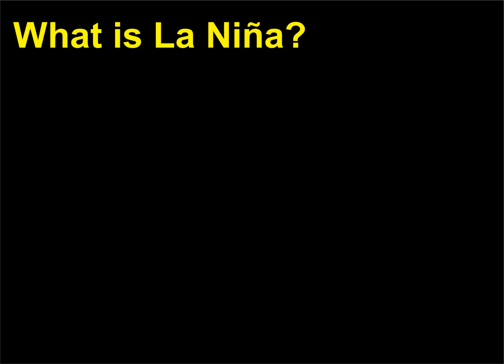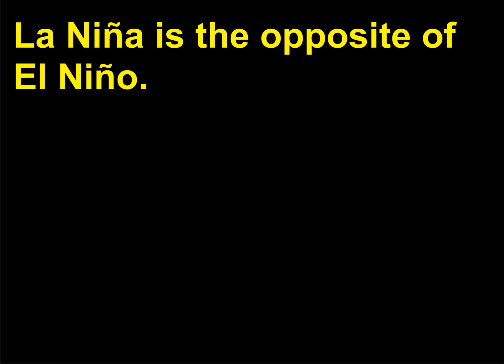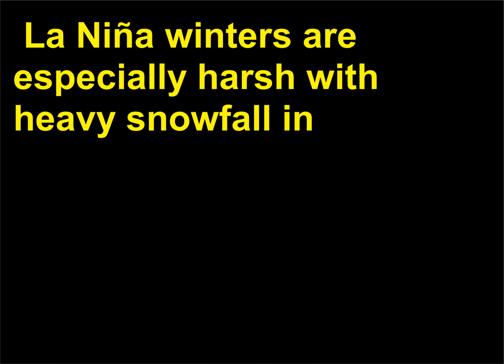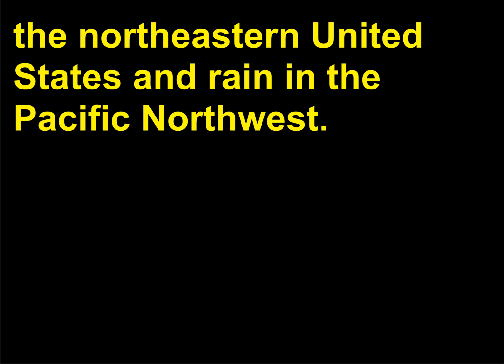What is La Nina? La Nina is the opposite of El Niño. It refers to a period of cold surface temperatures of the tropical Pacific Ocean. La Nina winters are especially harsh, with heavy snowfall in the northeastern United States and rain in the Pacific Northwest.